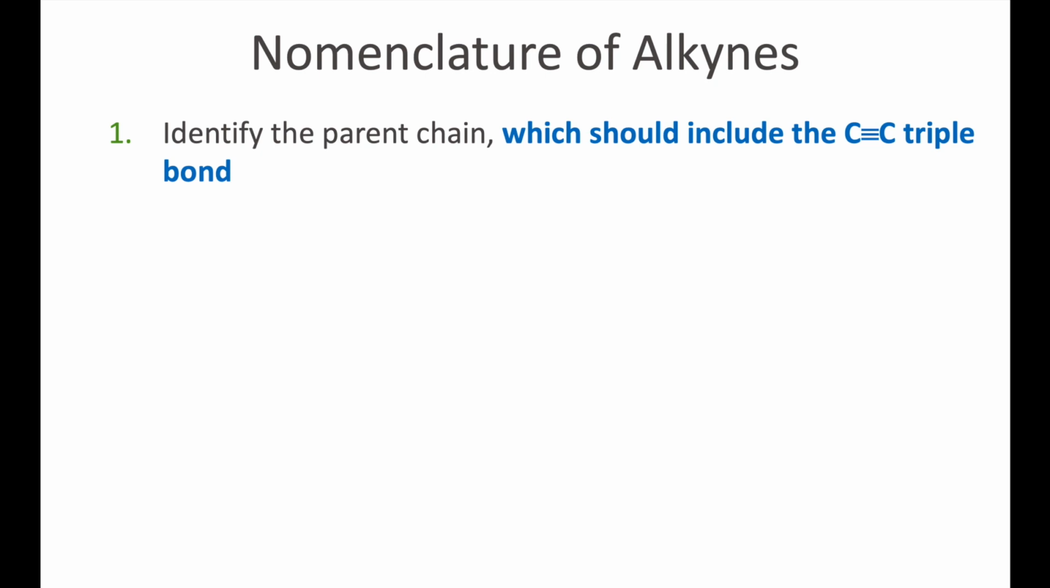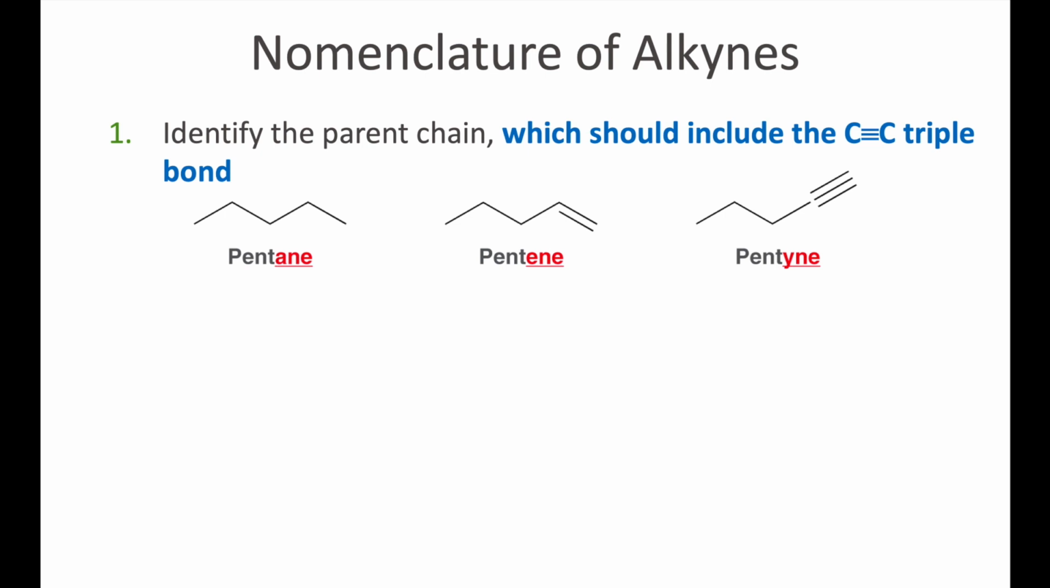So first is to identify the parent chain, which again should include the triple bond. So here, for example, if there's a 5-carbon chain, we call that a pentane. And if that 5-carbon chain has a double bond, we call that a pentene. And if that 5-carbon chain has now a triple bond, we just call that a pentyne. Taking a look at this example here, notice that the longest continuous chain is composed of 8 carbons. So we would highlight it in red here as the parent chain.